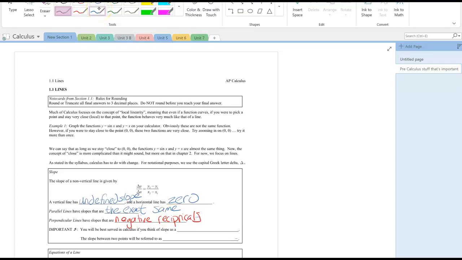Alright. We will be best served in calculus if we think of our slope as the rate of change. And the slope between 2 points is often going to be referred to as the average rate of change.